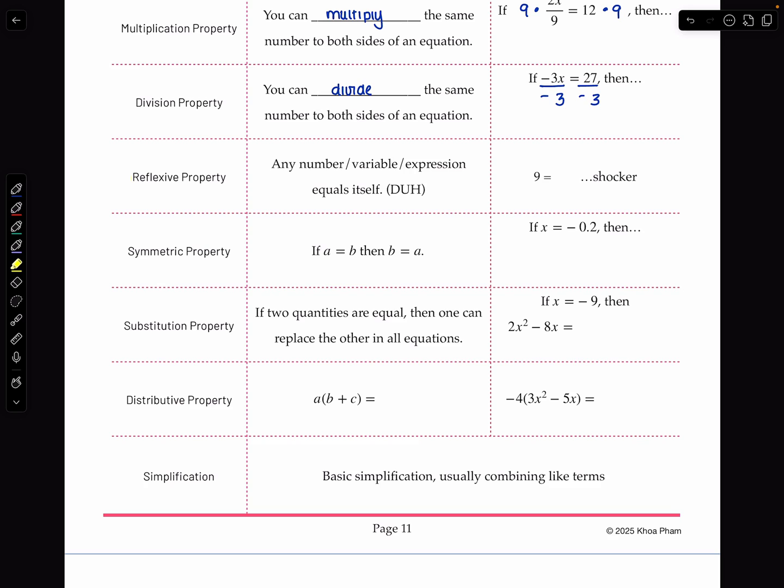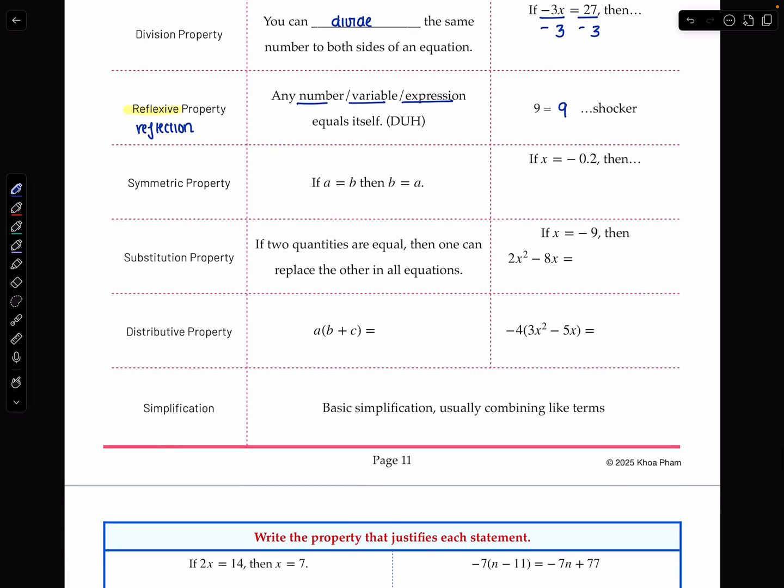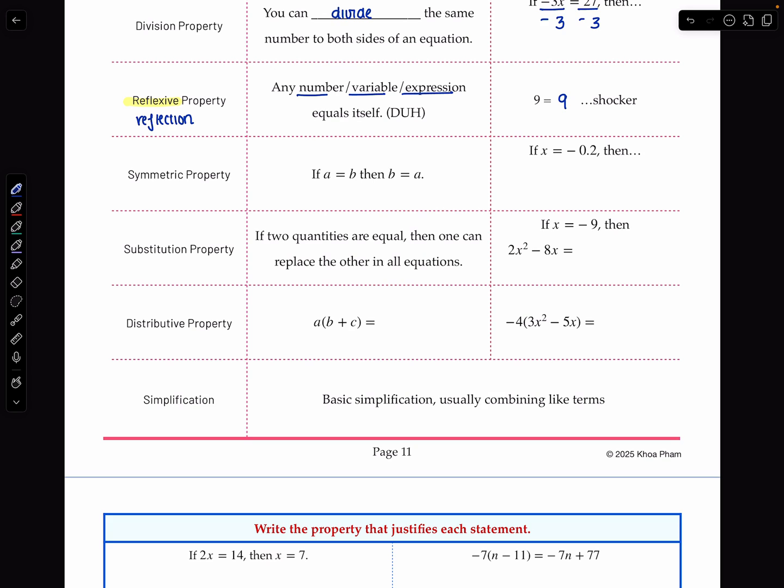The reflexive property. So the reflexive property, I think of a reflection like a mirror. If you look in the mirror, you see yourself. So any number, any variable, any expression equals itself, obviously. So 9 equals 9. This is so mind-blowing, I know. The symmetric property means that there is a symmetry to the equation. If x equals -0.2, then -0.2 equals x.